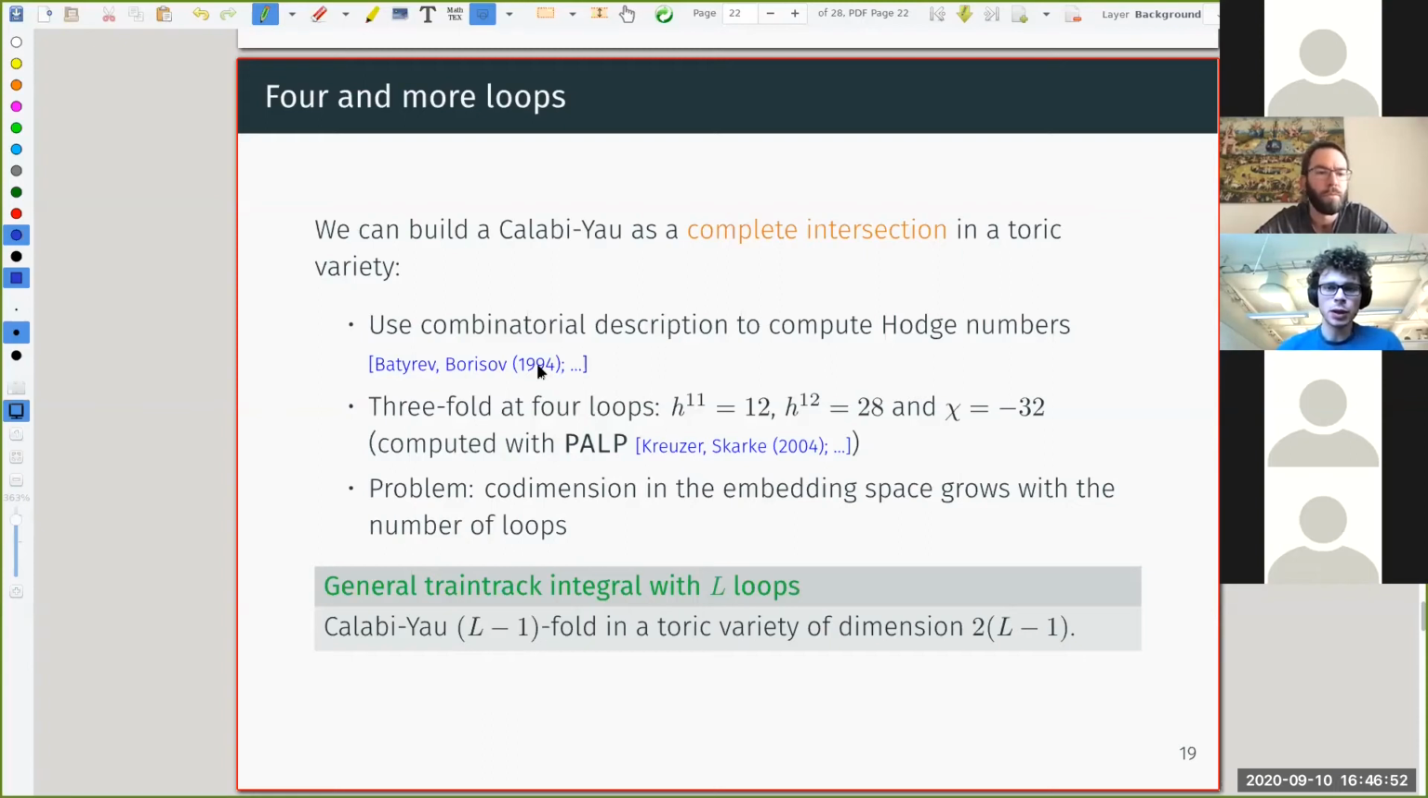And for this picture that I showed now, so for the four-loop diagram that's supposed to be a Calabi-Yau threefold, we did it. So we computed some numbers and the Euler characteristic with this computer program PALP.